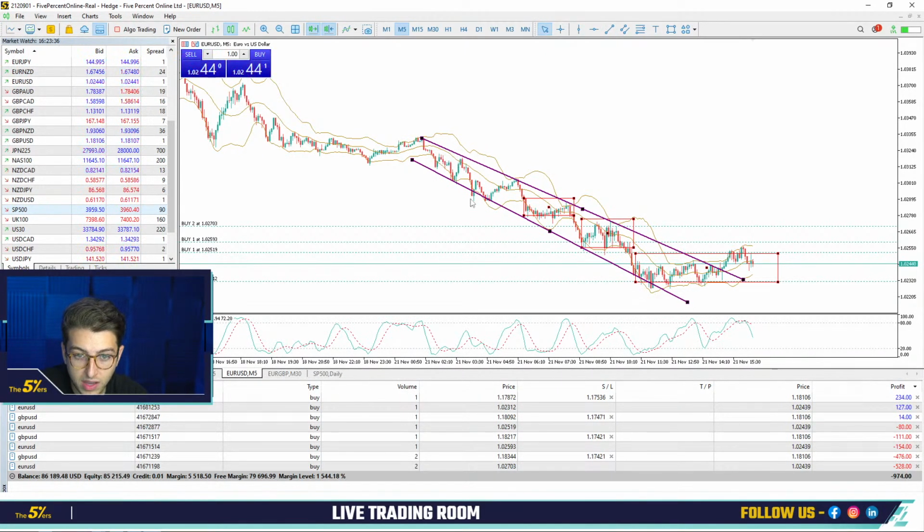So here we make lower high, lower low. This is very bearish. I already started building my position. I don't know where the bottom will be. And here you see the market is very neutral. This is a consolidation zone.